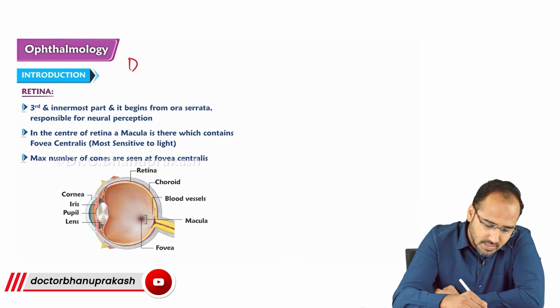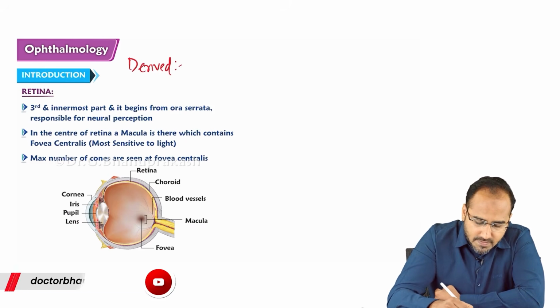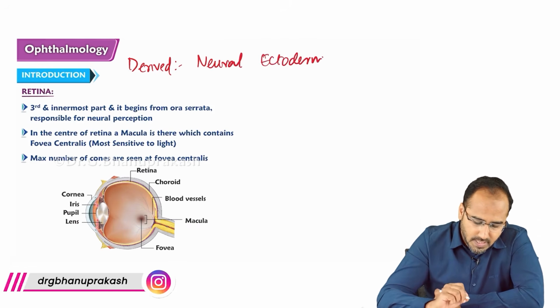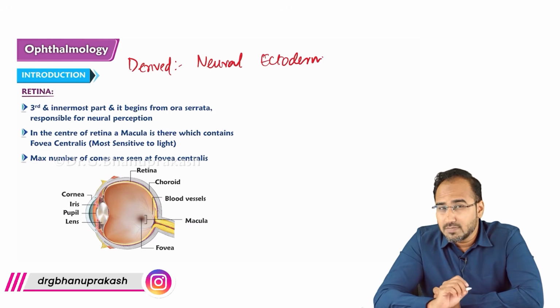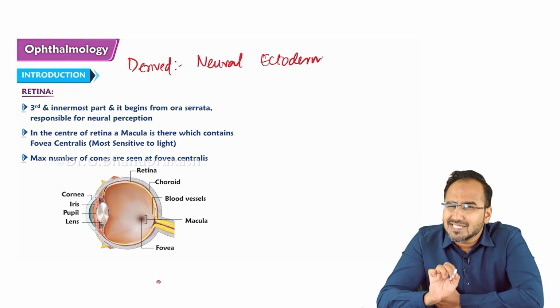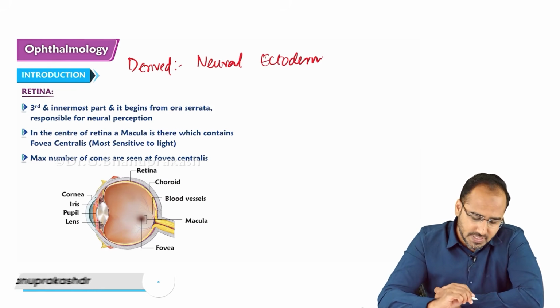Derivation of retina. Come on, guys, retina is derived from neural ectoderm. It is the third and the innermost layer that begins from ora serrata, right? I told you this is the most important layer for neural perception, the most important layer for your vision.